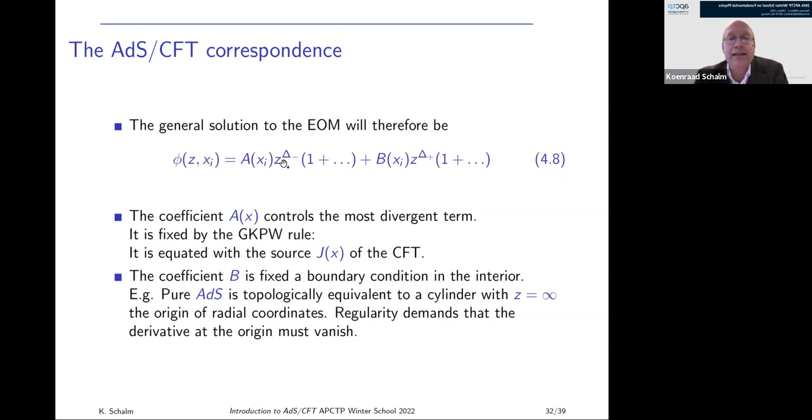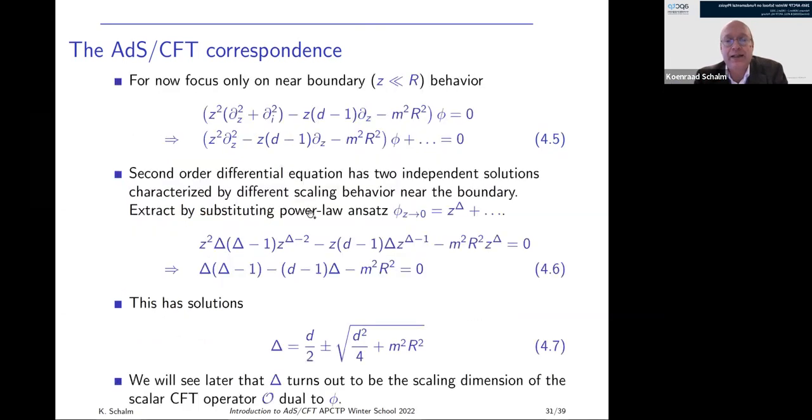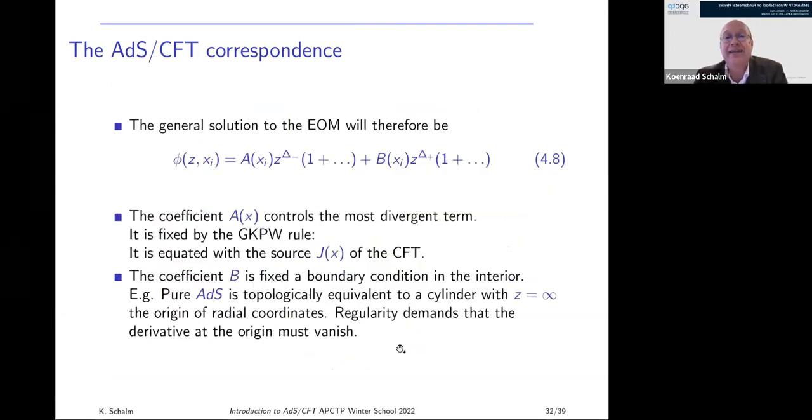Now remember that this delta minus is of the following type. In particular, if the mass is very, very large, delta minus is negative. This delta minus is a negative number. So as z goes to 0, this goes as 1 over z to some power. So this diverges. So this is the most divergent term. In other words, this is the one that survives near the boundary.